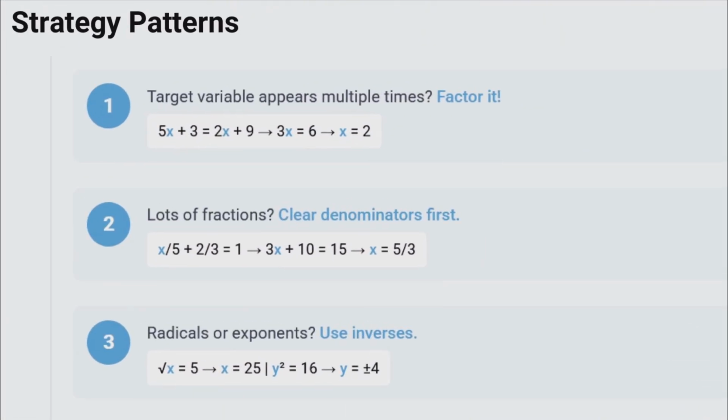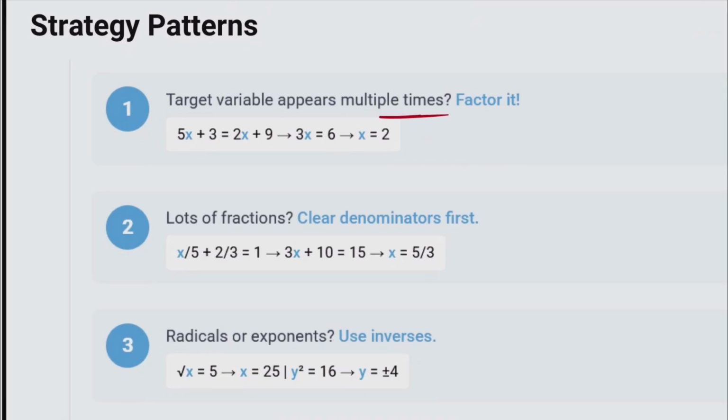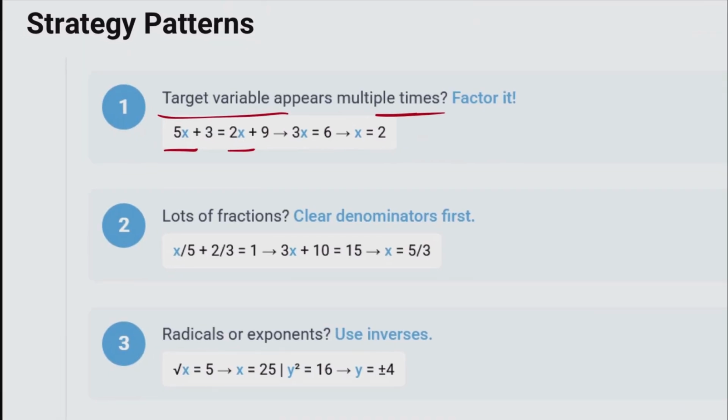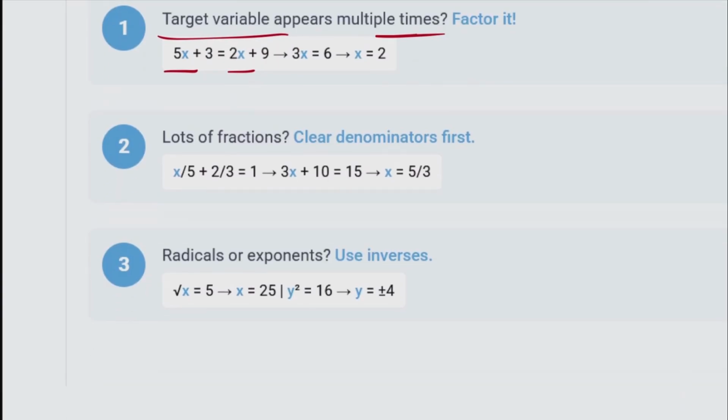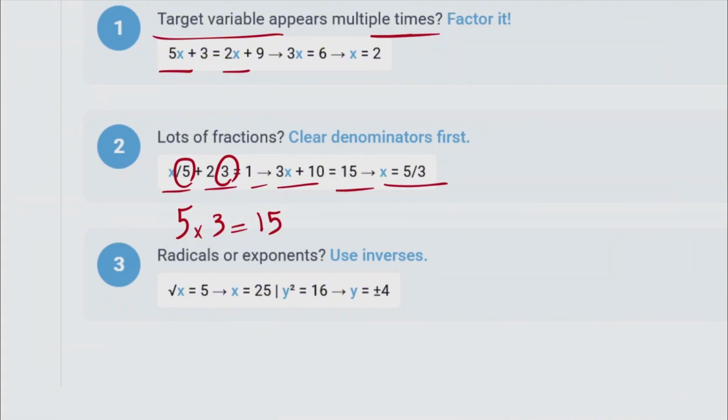So let's move to the next one, which is about strategy patterns. As I just told you, try to target variables that appear multiple times. How can you target them? When you have 5x and 2x, make sure that both of them are on the same side, because using like terms, we can simplify them. If you have lots of fractions, the very first thing to do is multiply both sides by the least common denominator. At this point, we have 5 and 3 as our denominators, and the least common denominator is going to be 15. Multiply both sides by 15 and you can find your x.